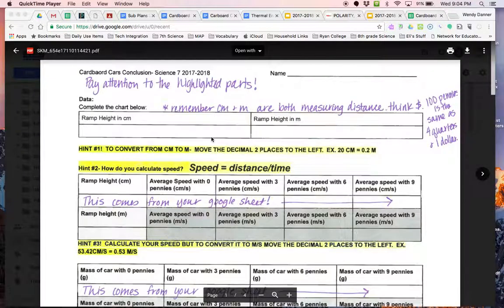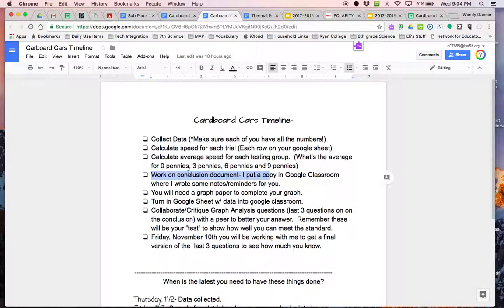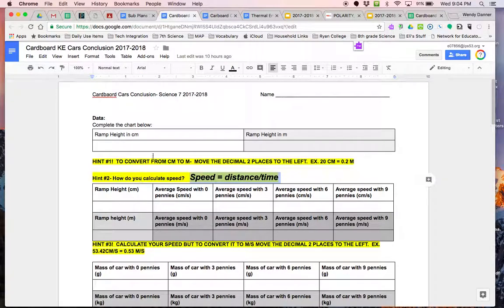Here we go. Part 2 of your cardboard cars. So we've gone through, here we go. All right, so we're working on the conclusion document. So you have a version that looks somewhat like this, except yours is paper and it's pretty much various shades of gray.